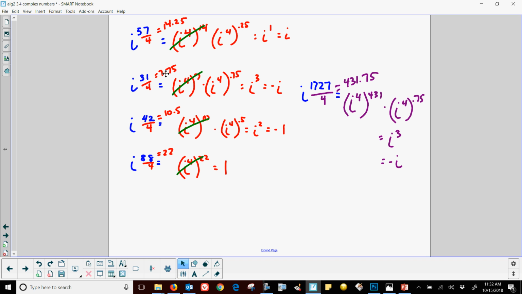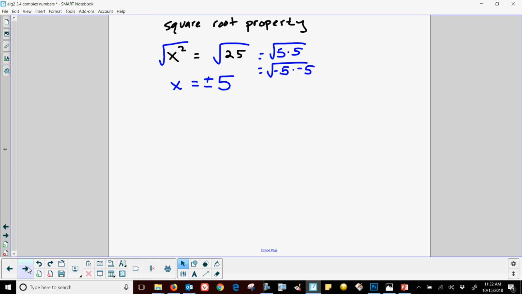i to the 31st, 7.75, so there were 7 chunks of 4, and the 0.75 is i to the third, negative i. And then you see the other two, but then we get something even bigger, 1727, divide by 4, and get this. Well, that means there are 431 canceled out i to the fourths. The 0.75 is the same as i to the third, which, according to the other slide, was negative i.